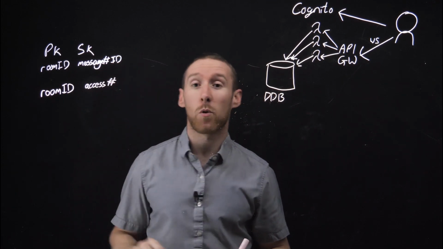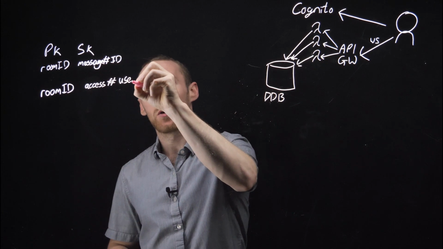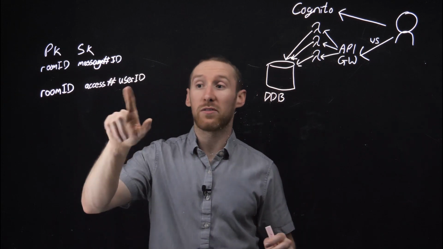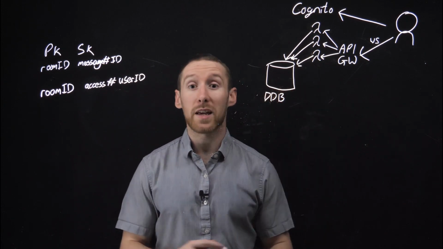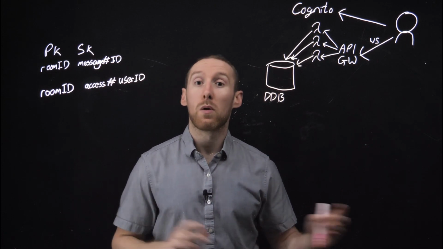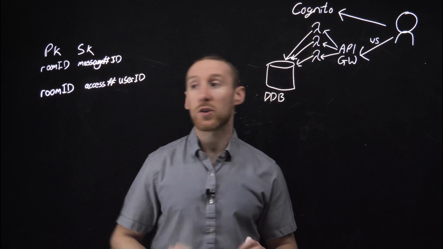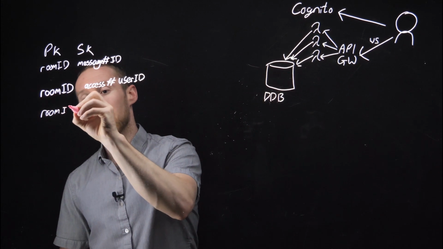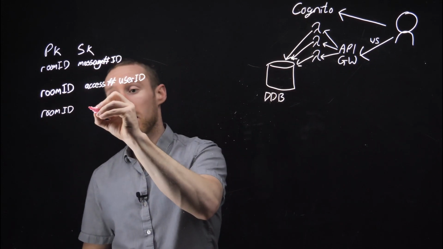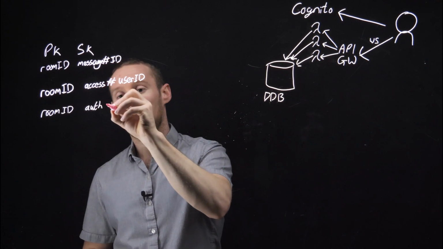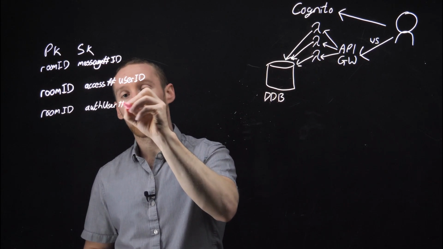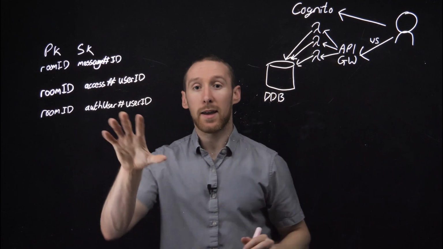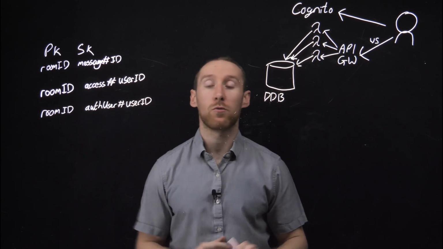So that is going to be access request, hash, and then their user ID. With this, whoever is the owner of the room can find that user ID and look up the user if they are a user who they want to have access to the room. They can change their record. The record for that is going to have the same room ID, but this time the sort key is going to be auth user hashtag user ID, and now that user is an auth user in the room.